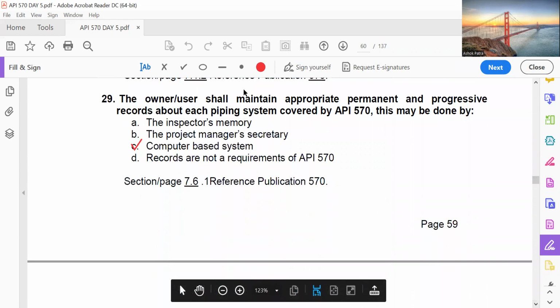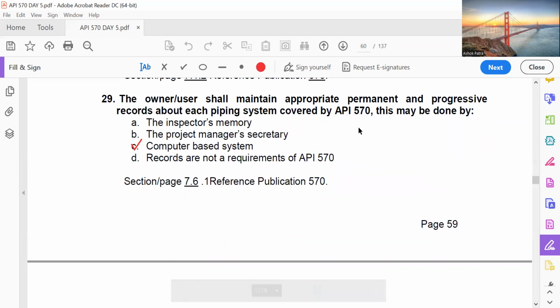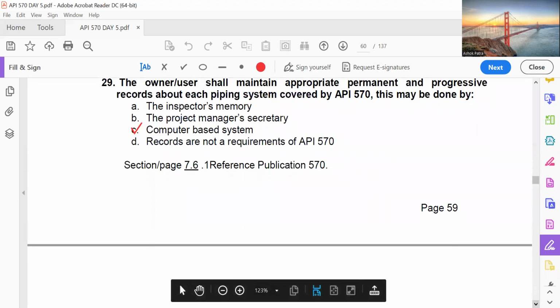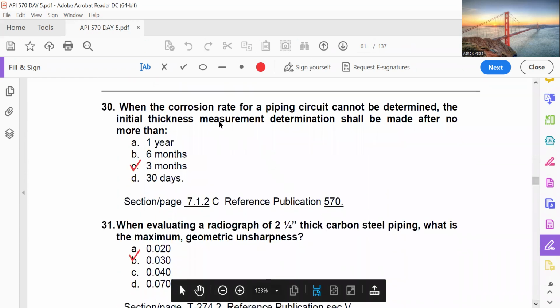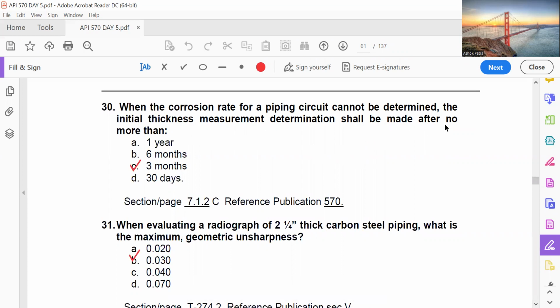The owner user shall maintain appropriate permanent and progressive records about each piping system covered by API 570. This may be done by a computer-based system. When the corrosion rate of piping circuit cannot be determined, the initial thickness measurement determination shall be made after no more than 3 months.